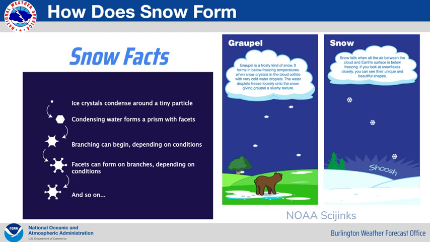However, snow can still occur when the temperature near the ground is above freezing, as long as the air above freezing is not too deep. This is typically 1,000 feet.